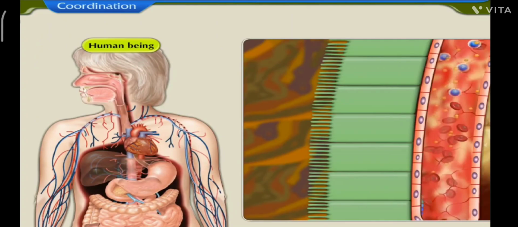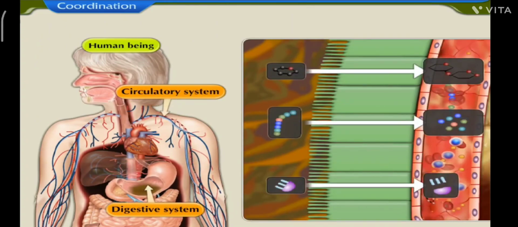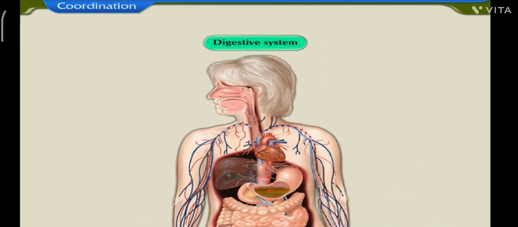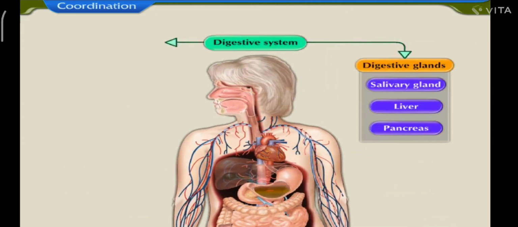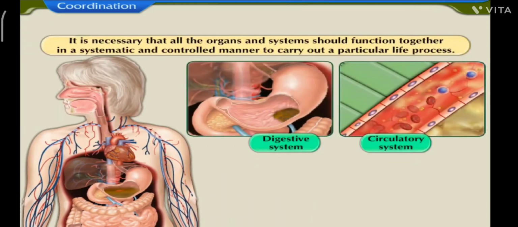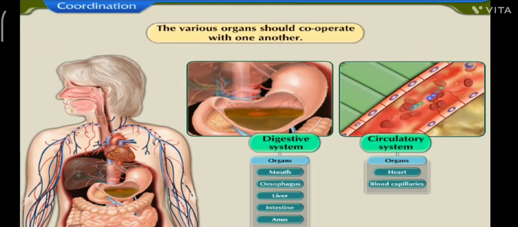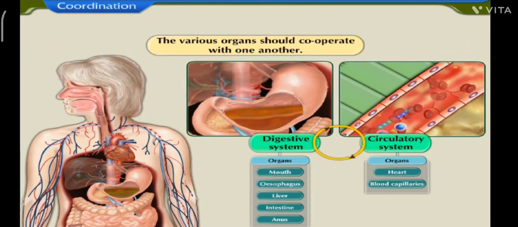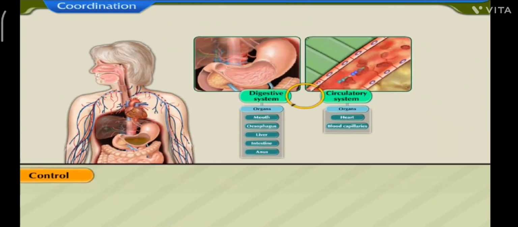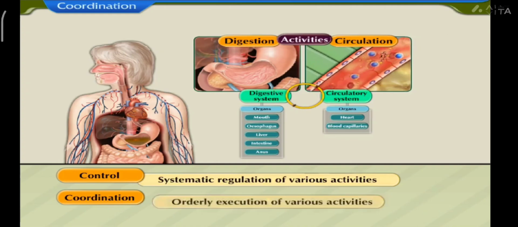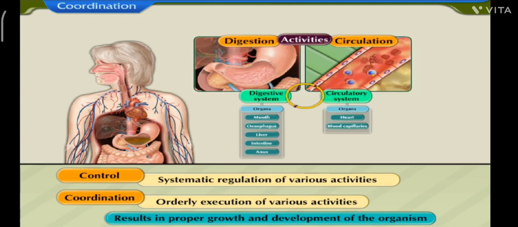In human beings, digestive system is linked to circulatory system for the supply of absorbed food materials to the cells. In digestive system itself, coordination occurs between different digestive glands and organs. It is necessary that all the organs and systems should function together in a systematic and controlled manner to carry out a particular life process. In other words, the various organs should cooperate with one another. Thus, control refers to the systematic regulation of various activities and coordination means the orderly execution of these activities. This results in proper growth and development of the organism.